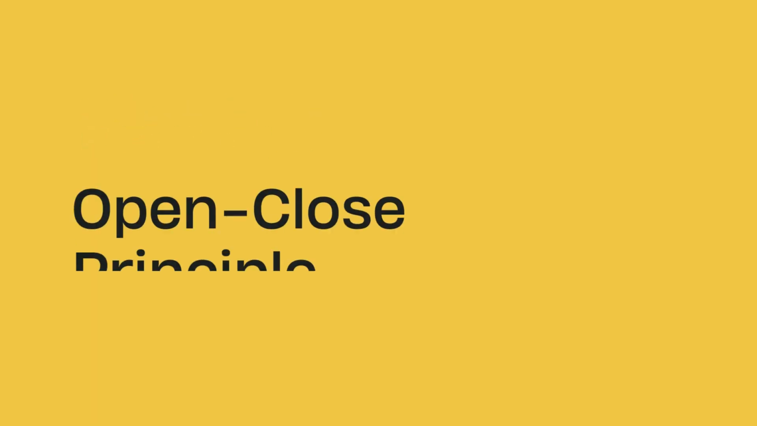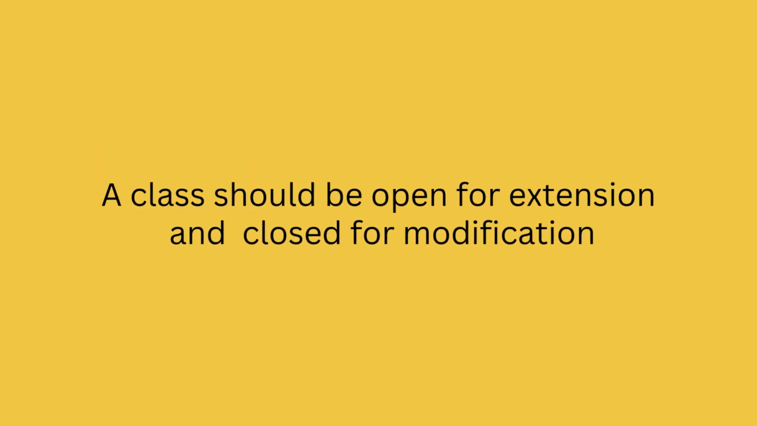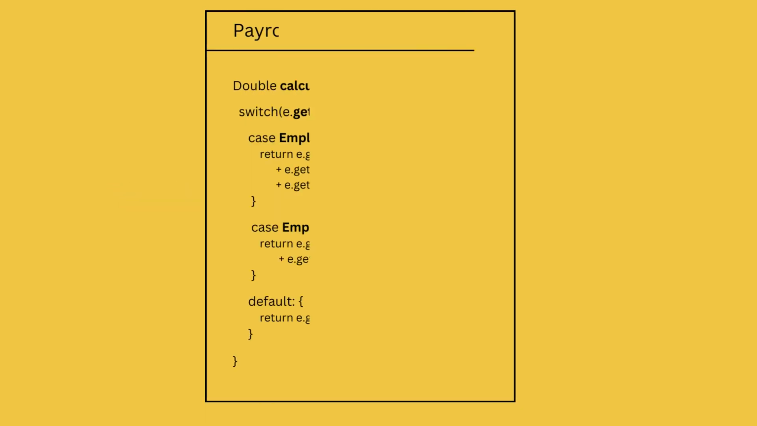In this video, we will be looking into Open-Close Principle. Open-Close Principle states that a class should be open for extension and closed for modification. Now let's try to understand this with an example.